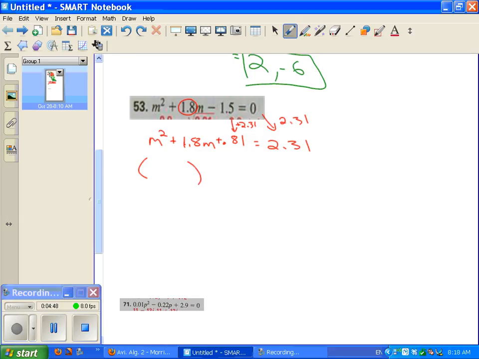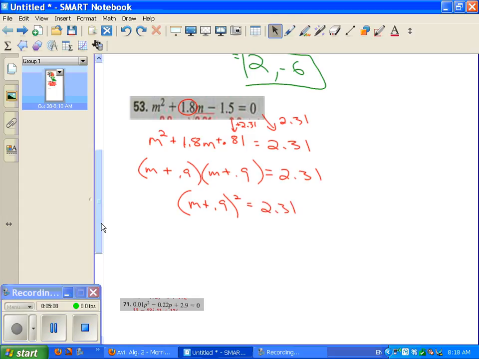Okay. So when I factor this, m plus, plus. Now, what do you multiply together to get 0.81, but add together to get 1.8? Yep, it's going to be 0.9 and 0.9. So that's m plus 0.9 squared equals 2.31.